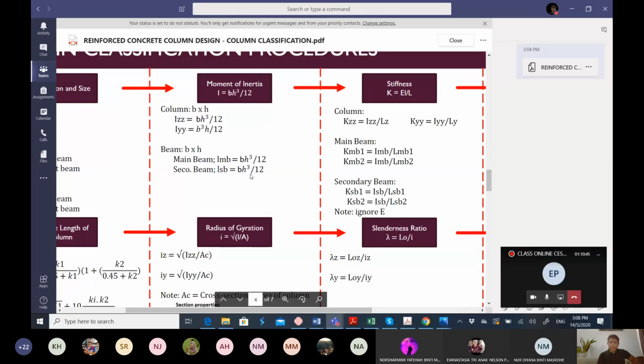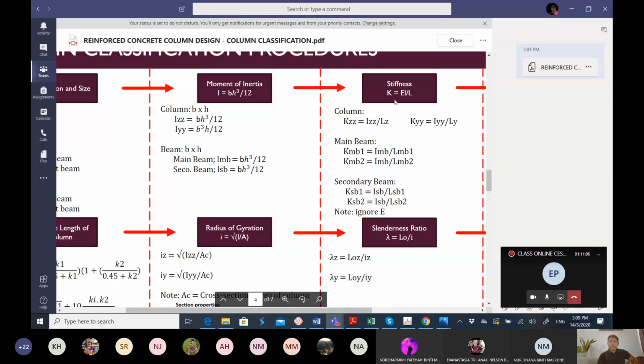For the column stiffness, K is equal to EI over L. So for the column, IZZ from here over LZ. For Y, IYY over LY from here. So just ignore the E value. In the example, I will explain later. And then for the main beam and also for the secondary beam, you have to repeat the same process again.